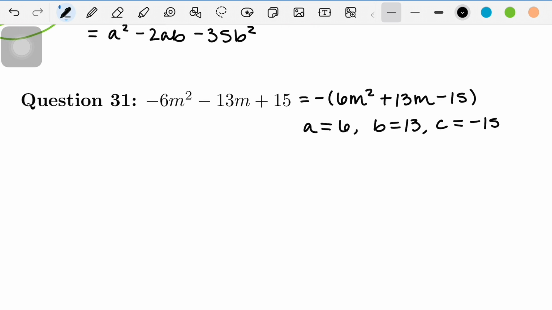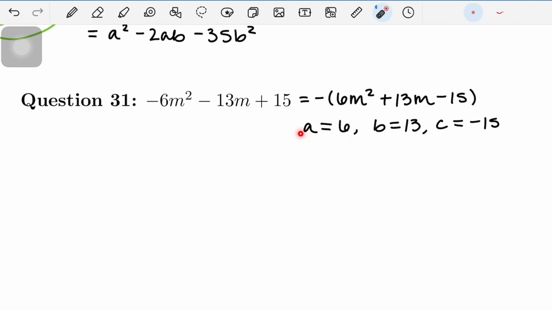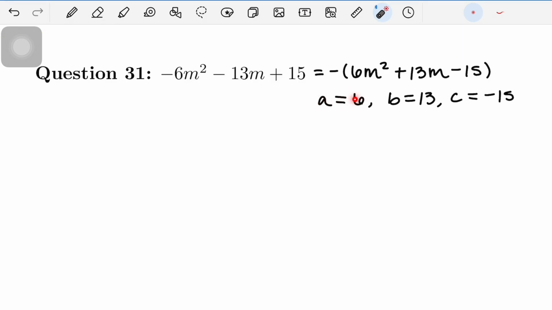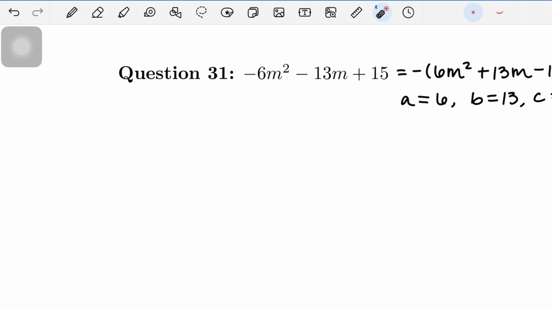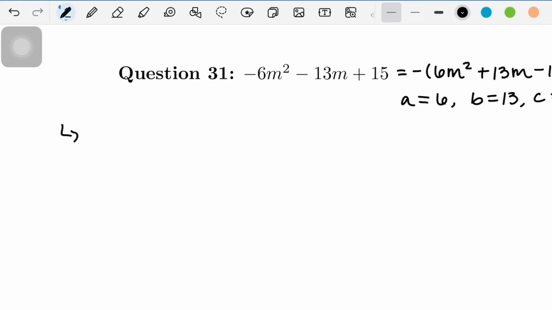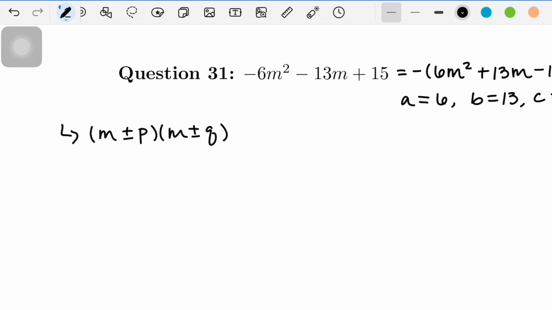Now, this is the first example we've seen where our a, the coefficient of our squared term, is not 1. So in this case, it's going to be a little bit more complicated. Usually if this coefficient is 1, we know our fully factored binomials are going to look like this, and what we've been doing so far is trying to find these p and q values.